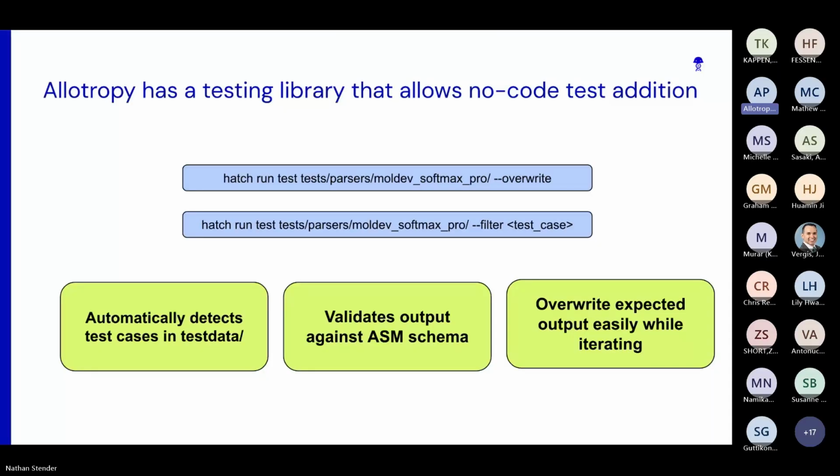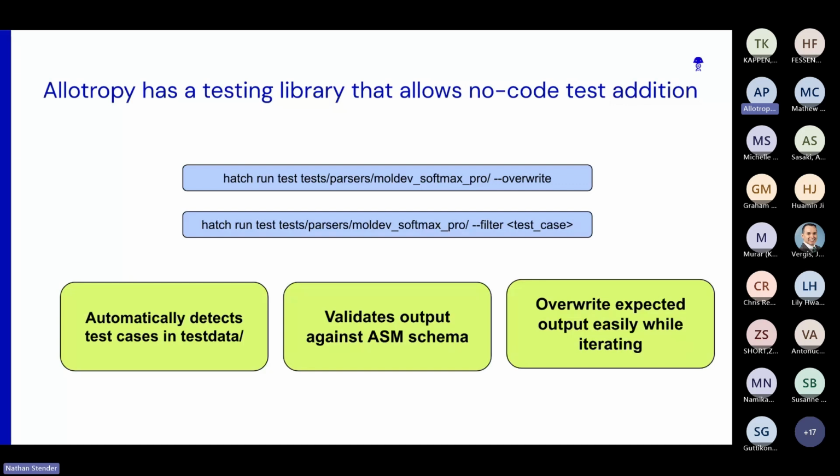The general test case validates all the output against the ASM schema to make sure we're producing valid ASM. Of course, we still encourage you, after you're done developing, to write specific unit tests for any special logic you have in the structure. But a lot of times when you're just reading in a single data set, for example, there's not really that much that you have to add. The libraries are already tested.